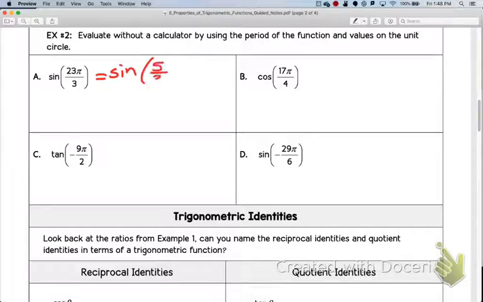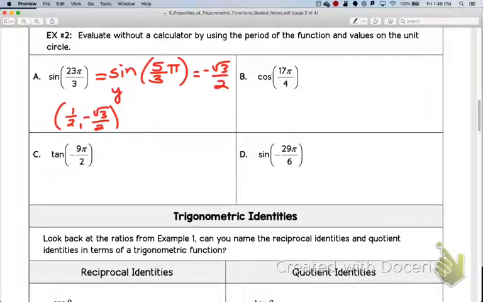Okay, so 5/3 pi. Now we have to think about where that would be on the unit circle. And since we're doing a sine, I'm looking for the y coordinate. So 5/3 pi puts us in the fourth quadrant, where my y is going to be negative, so I know it's going to be a negative answer. So I think we're at 1/2, negative root 3 over 2. So my answer is negative root 3 over 2 on the unit circle.